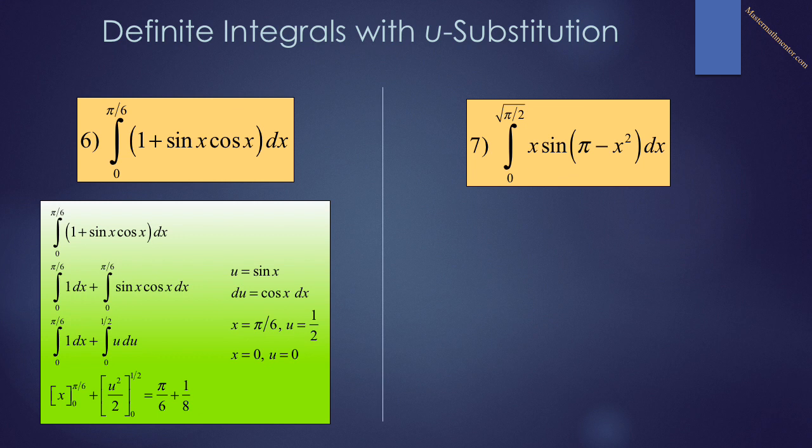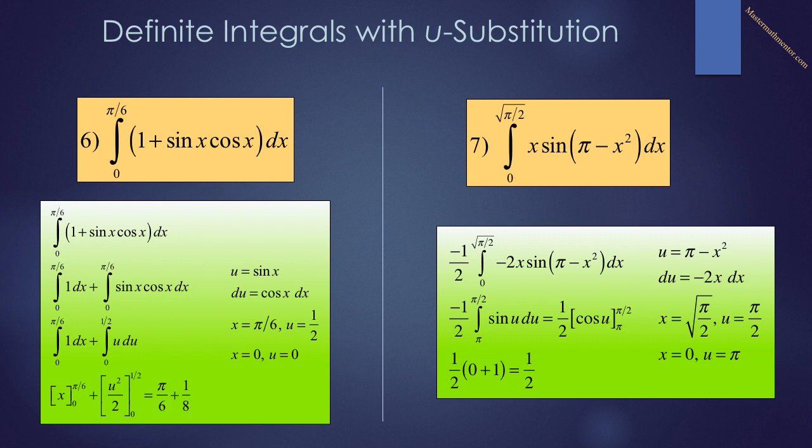So our final result will be x evaluated from 0 to pi over 6 plus u squared over 2 evaluated from 0 to 1/2. And we end up getting pi over 6 plus 1/8. This type of problem occurs frequently, and students sometimes attempt to change the limits for both pieces, while only one of the integrals needs to be done in terms of u-substitution.